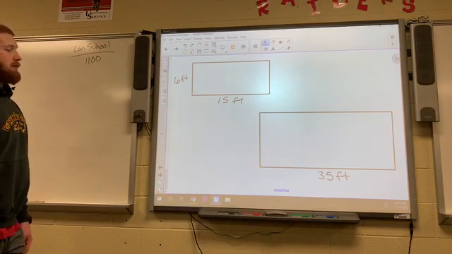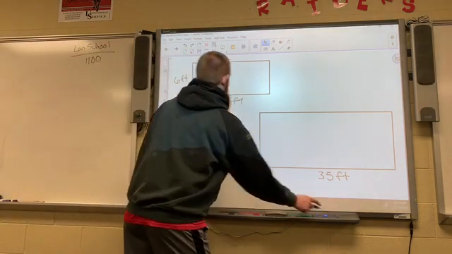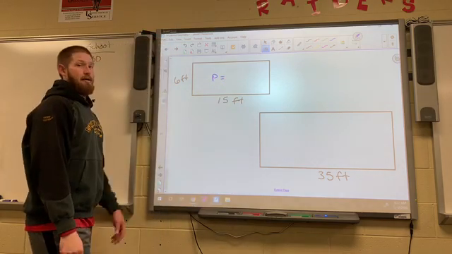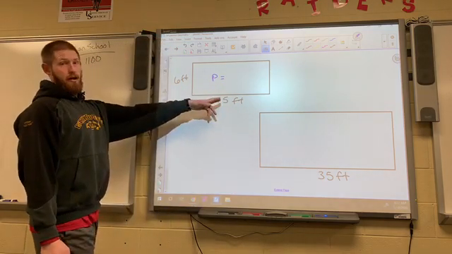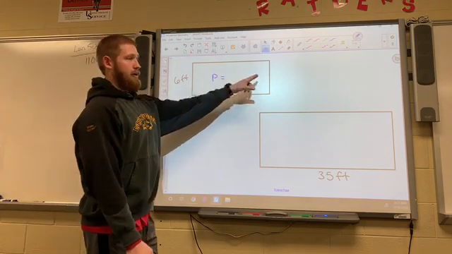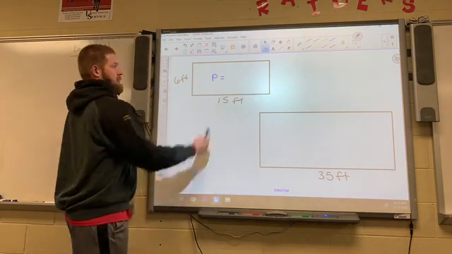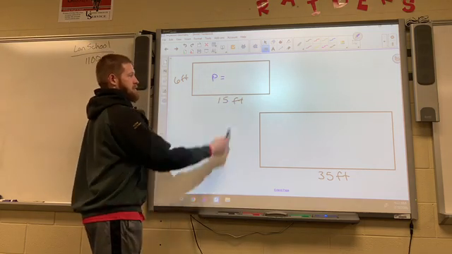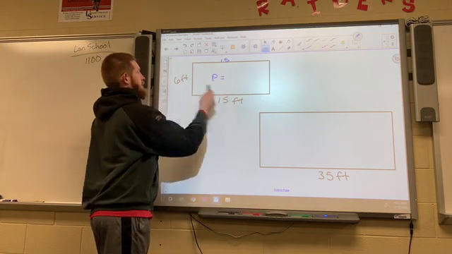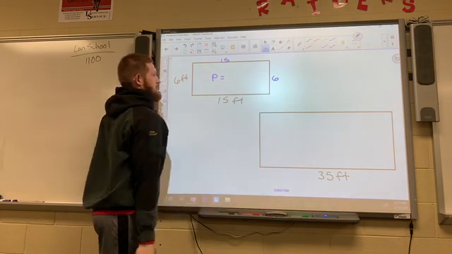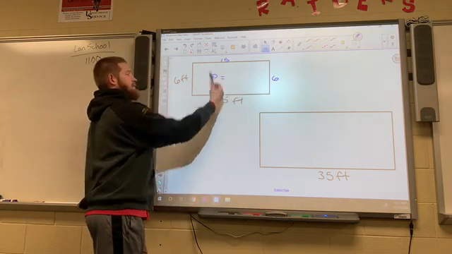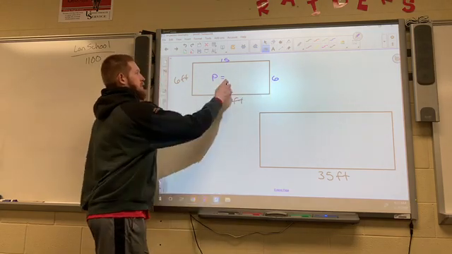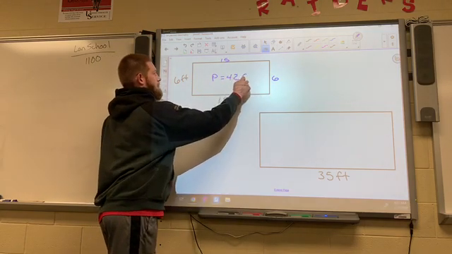Okay, so what we're going to do, first we're going to find the perimeter of this one. Okay, keep in mind this is a parallelogram, meaning opposite sides are congruent. If it's a rectangle, it's a parallelogram. So if this is 15, that's 15. So that's a 15, 15, this is 6, this has to be 6. So 15 and 15 is 30, plus 6 and 6 is going to be 42 feet.